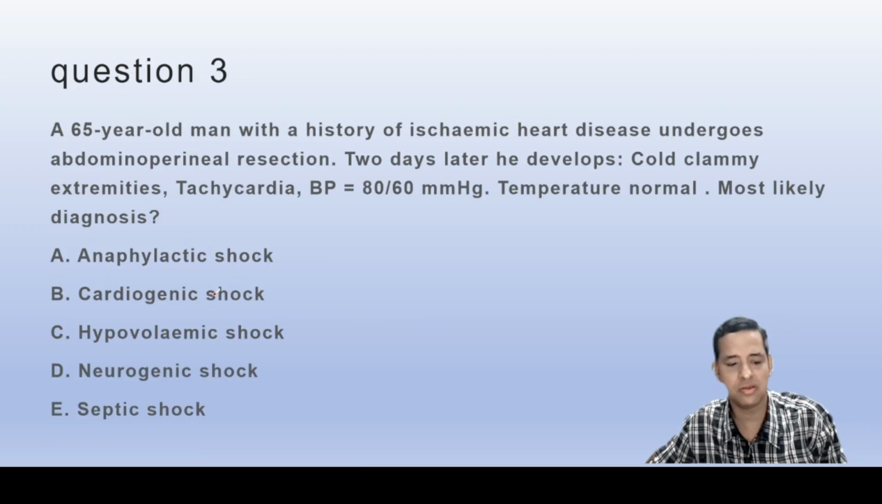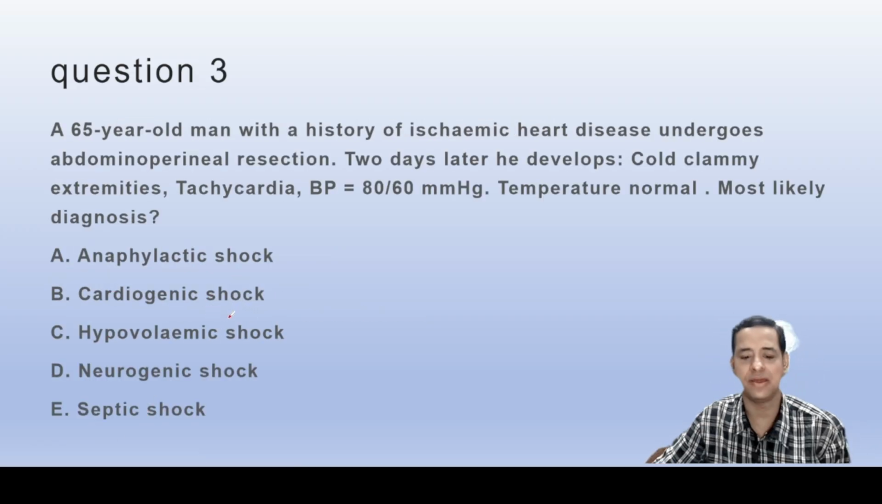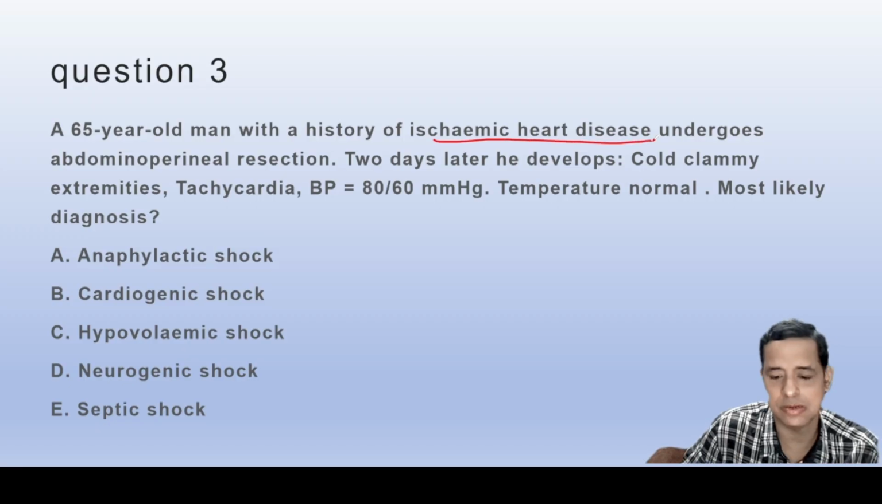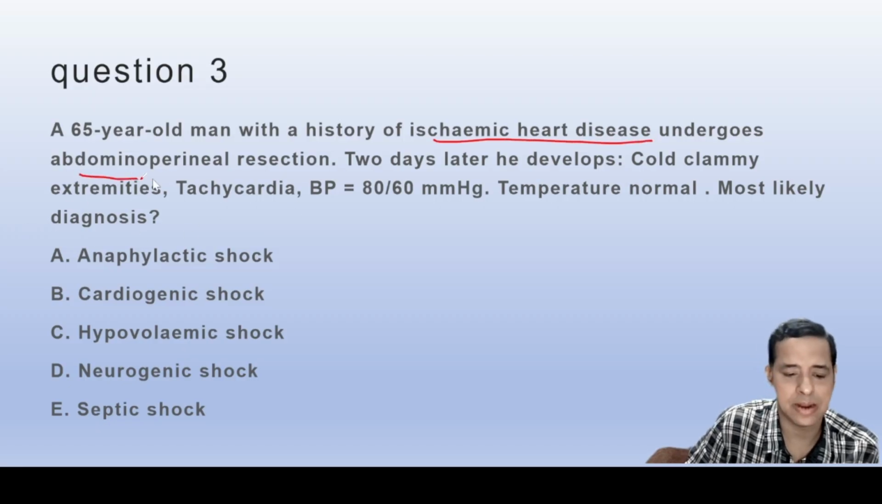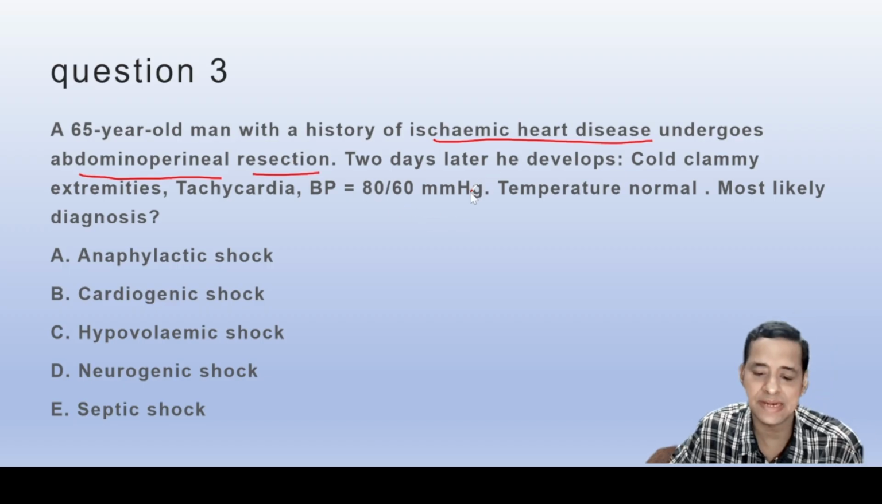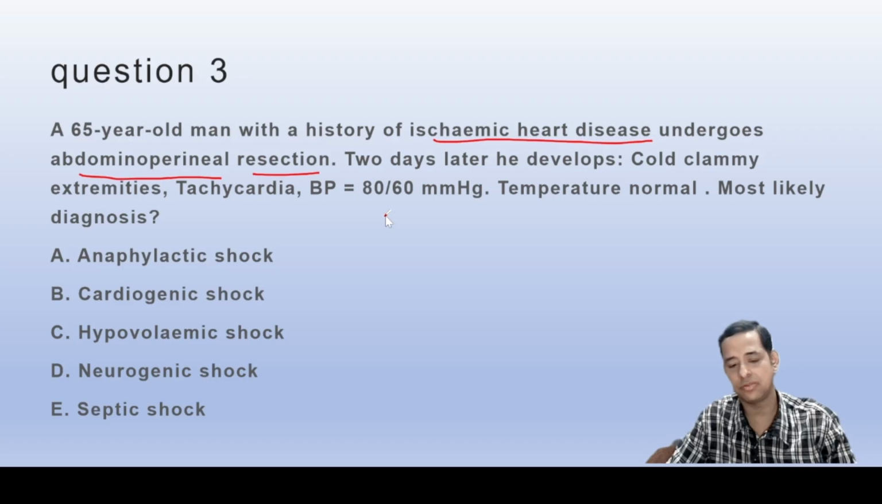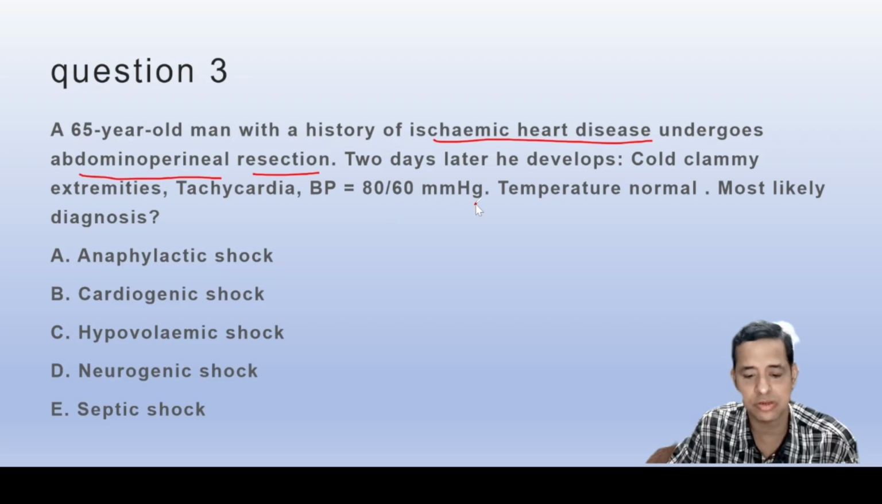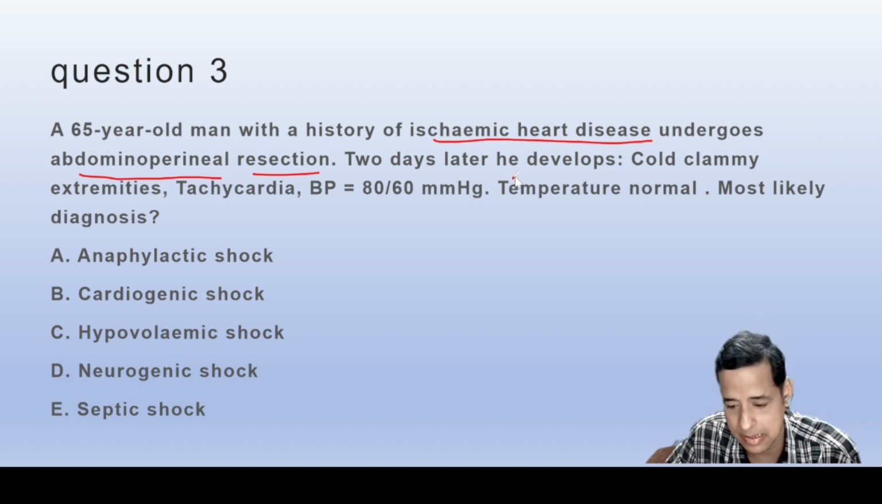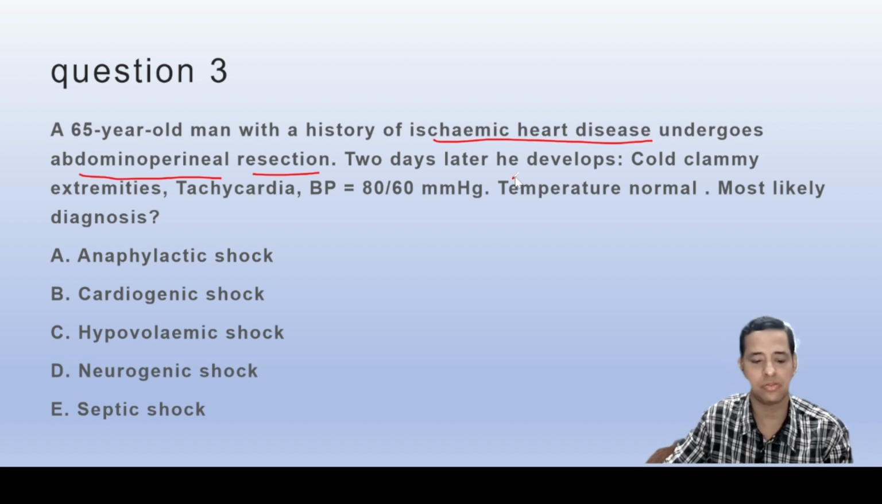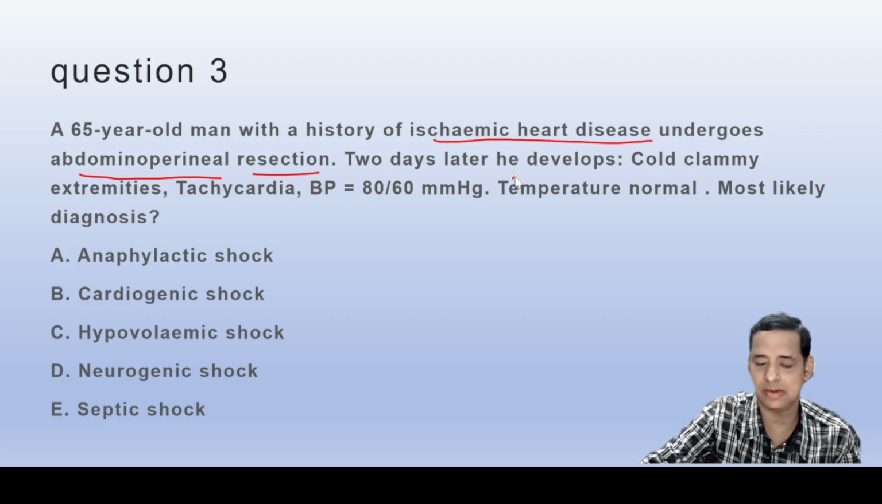So next is a 65-year-old man with a history of ischemic heart disease who undergoes abdominal perineal resection. Two days later, he develops cold and clammy extremities and tachycardia, blood pressure is 80 over 60 mmHg, and temperature is normal. What could be the most likely diagnosis?